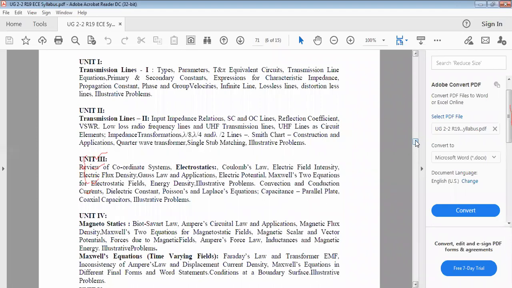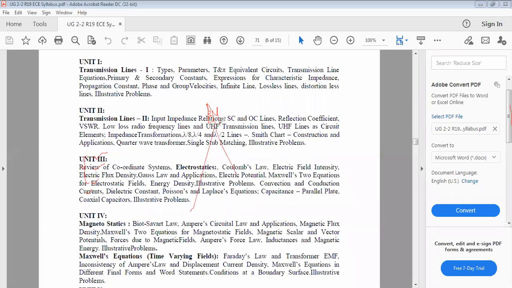Okay, similarly, from unit 3, 4, 5. Unit 3, 4, 5 is the actual electromagnetic waves part. Okay, did you get it? See here, that entire electromagnetic waves unit is organized as 3 parts.